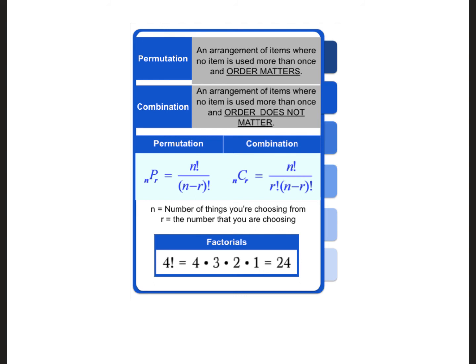Notice all of these use those exclamation points. An exclamation point is a factorial. It tells you to multiply the numbers decreasing to 1. So if I do 4 factorial, I do 4 times 3 times 2 times 1, which gives me 24.